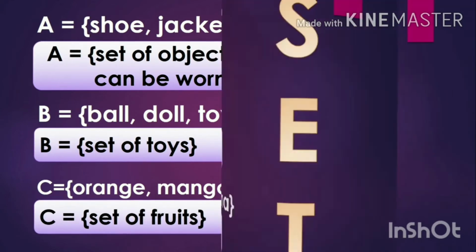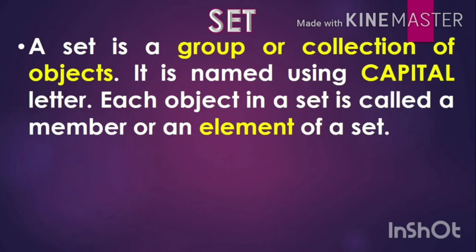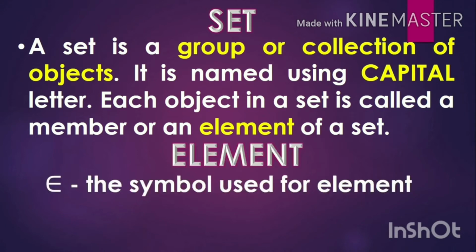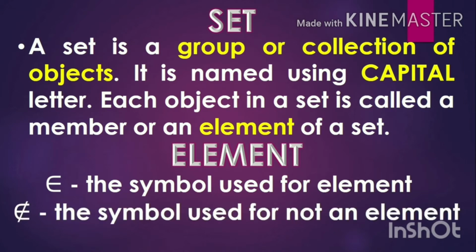So, what is set? Set is a group or collection of objects. It is named using capital letter, like what I've shown to you earlier. Set A, set B, and set C. Remember that each object in a set is called a member or an element of a set. Element. This is our symbol used for element, and this is our symbol for not an element. So we should know when to use the symbols.